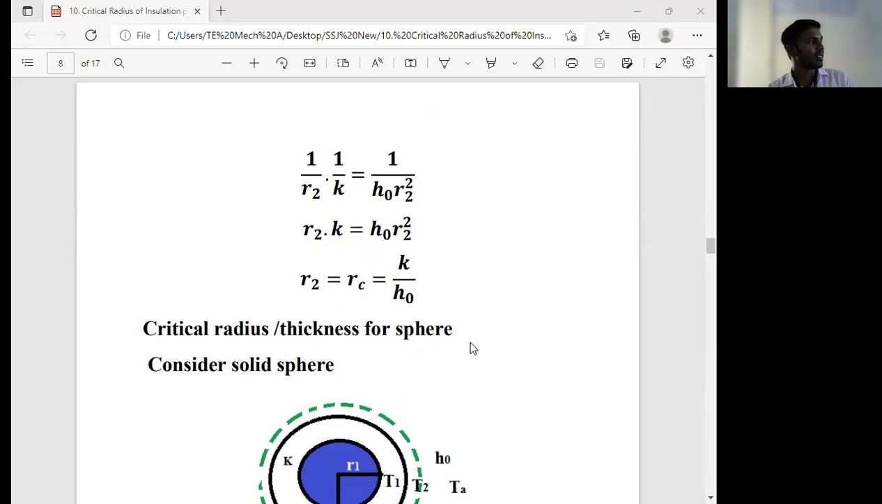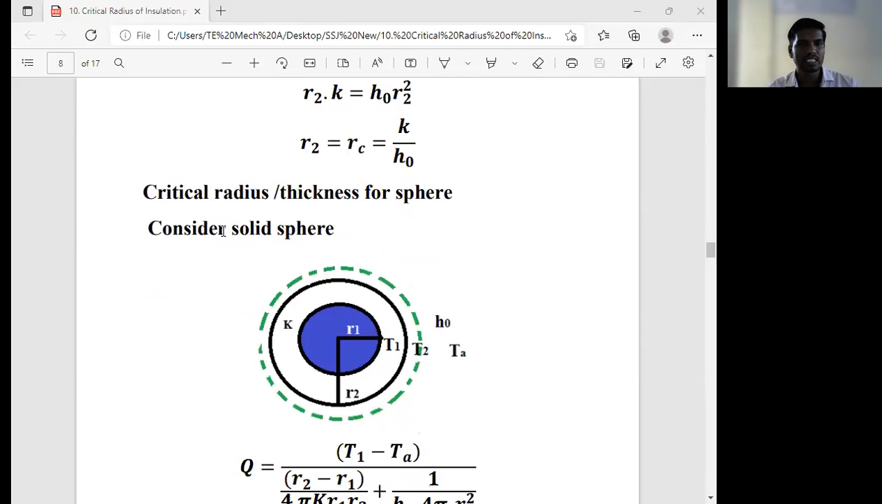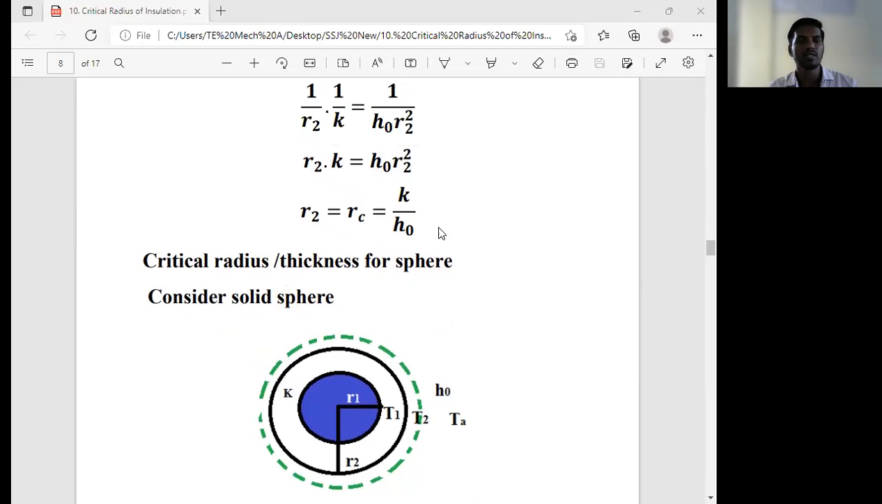समजले सगळ्यांना? Critical radius of insulation for the cylinder. So this is the value. हे तुम्हाला MCQ टाइप मध्ये असा क्वेश्चन डायरेक्ट असते. व्हॉट इज द व्हॅल्यू ऑफ क्रिटिकल रेडियस ऑफ इन्सुलेशन फॉर द सिलेंडर? तर त्यावेळेला लक्षात ठेवायचं आहे K अपॉन HO. ओके, आता हे फास्ट लिहा. क्रिटिकल रेडियस ऑफ थिकनेस ऑफ स्फियर हे झालंय का? RC इज इक्वल टू K अपॉन HO इथपर्यंत झालंय.